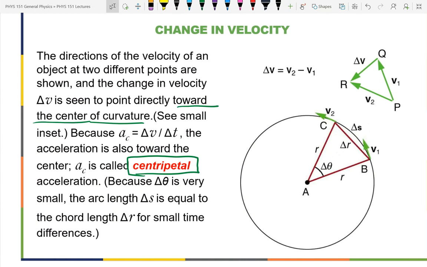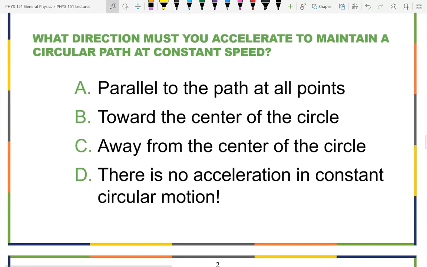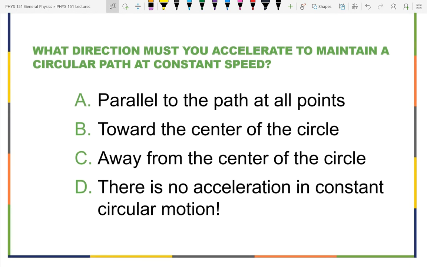So, of course, we're going to have to determine what the centripetal acceleration is, but first we'll have a clicker question. What direction must you accelerate to maintain a circular path at a constant speed?